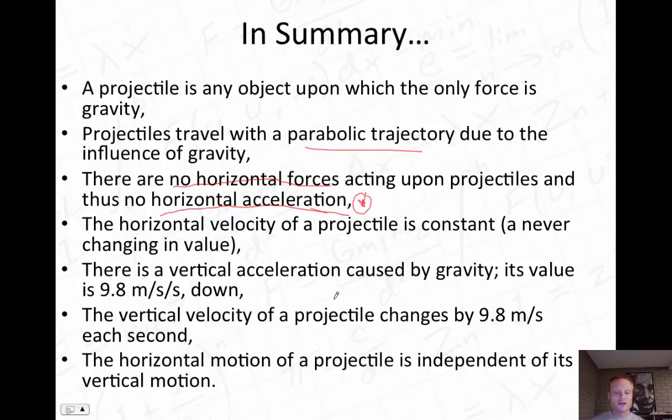The vertical acceleration caused by gravity is 9.8 meters per second squared down. Okay, 9.8 meters per second squared down. That's the vertical acceleration piece. So the vertical velocity, or the stuff in the y direction of a projectile, changes by 9.8 meters per second each second. That's the very definition of what acceleration means. So again, the horizontal motion is independent of the vertical motion because they are two different vectors. They're perpendicular to each other.